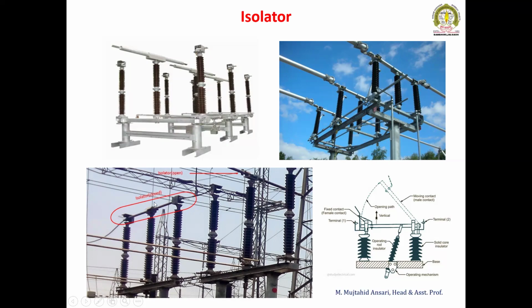Opening and closing is done with the help of a motorized system, or it may be a handle operation system. This is the handle used for opening and closing the isolator. This handle can also be connected to a motorized system, so by remote operation or auto operation we can operate the isolators. This is the moving arm and this is the fixed contact. So this is called a single arm isolator.